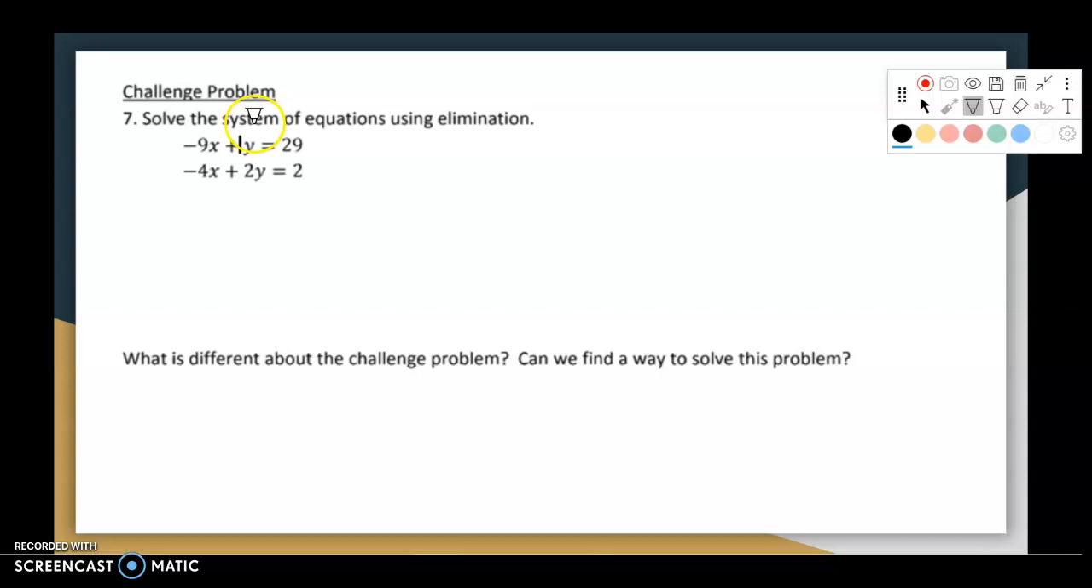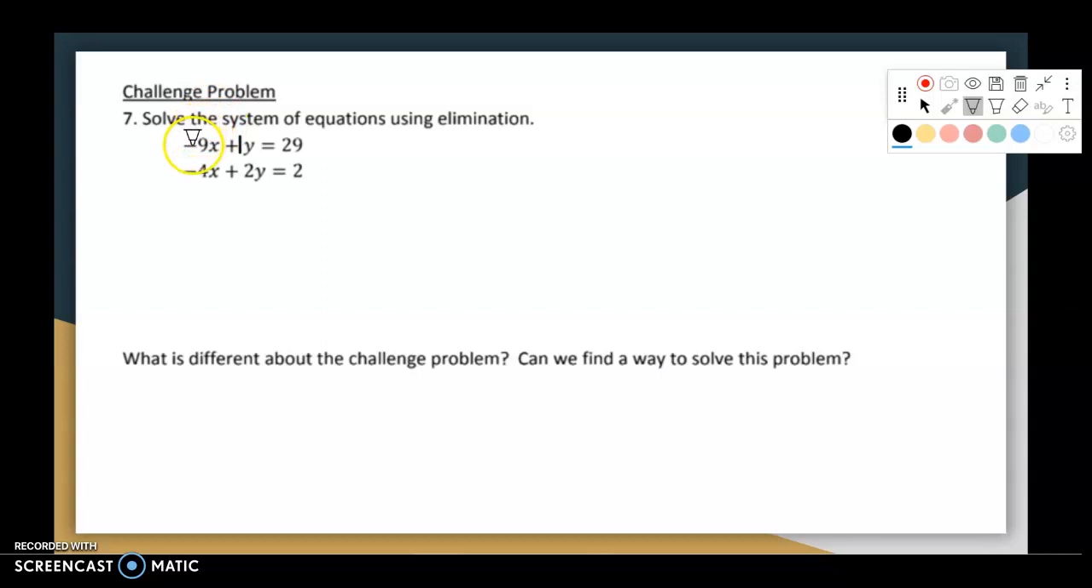So remember what I told you in the last set of slides, that you are allowed to multiply one or both of the equations by any number you wish, in an attempt to make one of the variables opposites so that they add up to 0. It doesn't matter which variable you choose to eliminate. You can choose to eliminate x, or you could choose to eliminate y. It's up to you. Sometimes one variable is easier than the other.